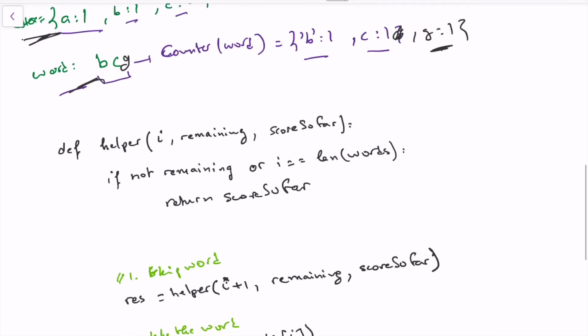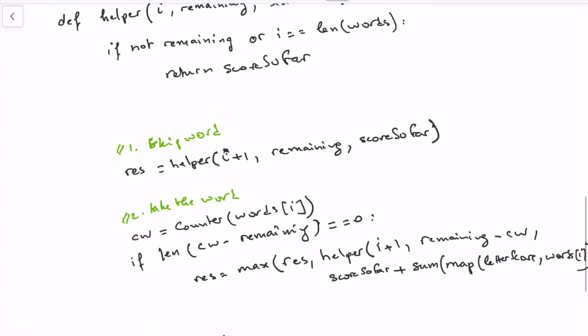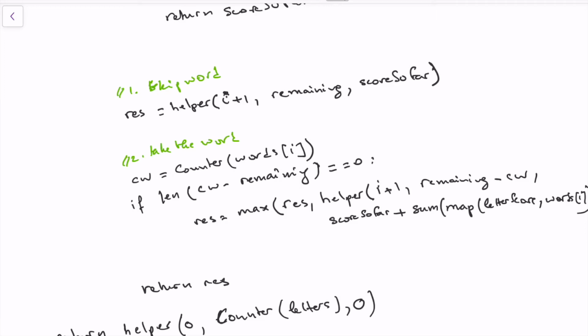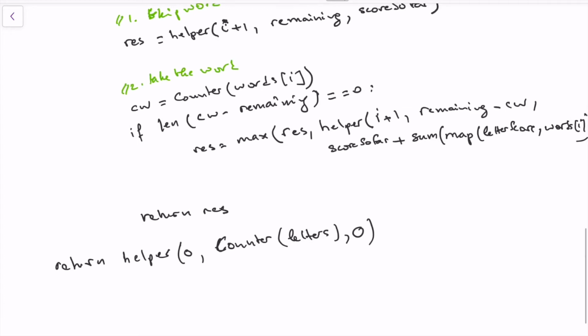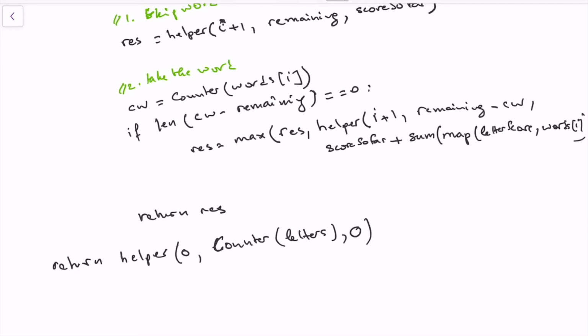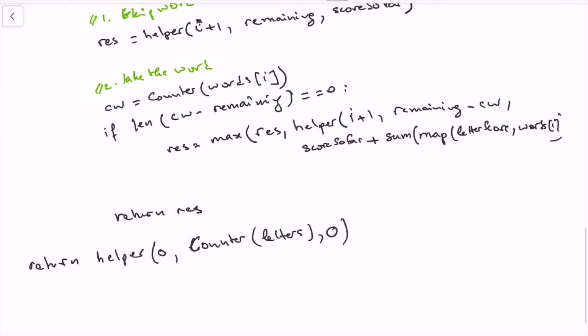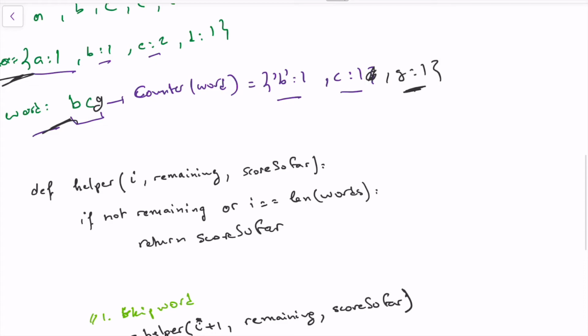So the main idea is base case, 2 choices, explore both, skip and take. Use counter to be able to remove from the remaining letters the letters that were in word, and use it also to check if taking the word is possible, because if the word contains a letter that is not in letters or not in the remaining letters, then we can't take the word, so skip. But if we can, then consider taking it and check if it gives us a better answer and return the result. So let's code this up in Leetcode and see if it passes the test cases.